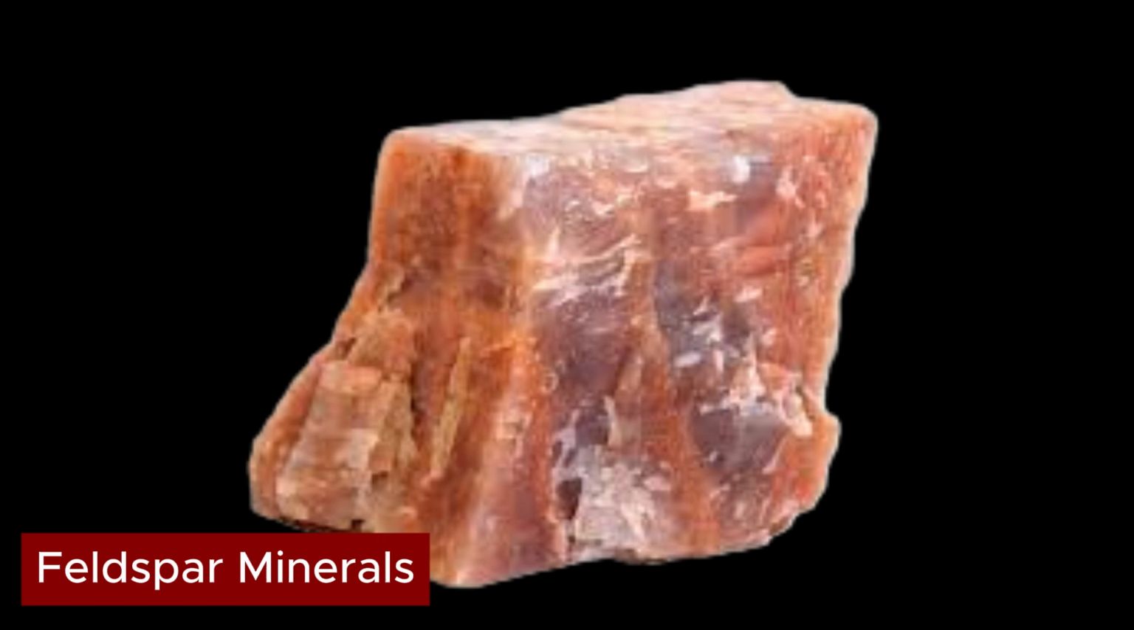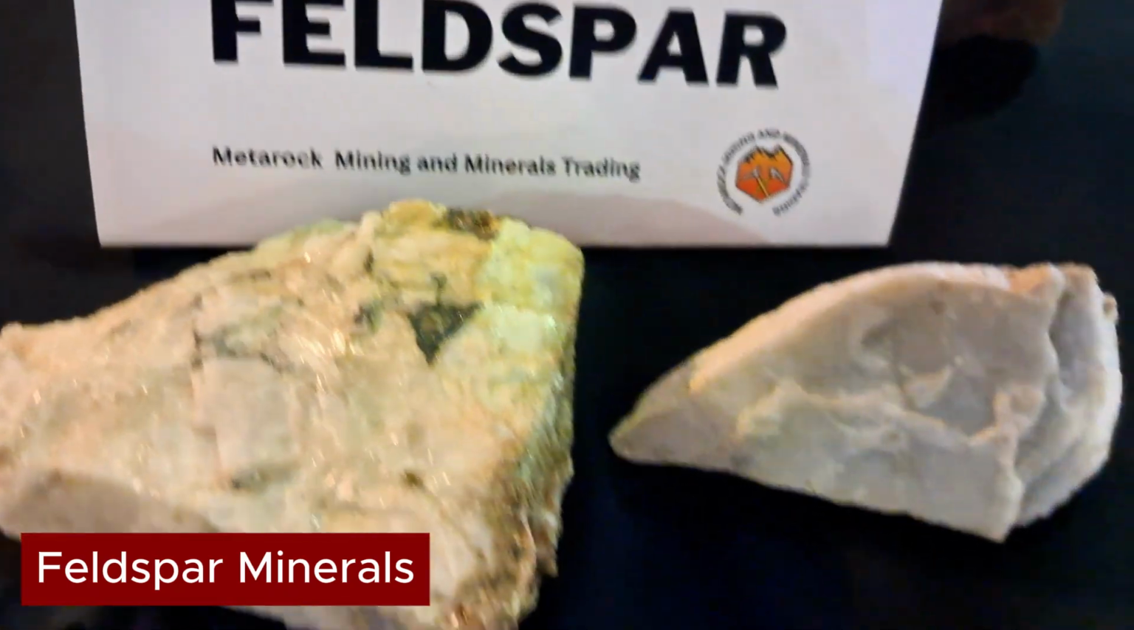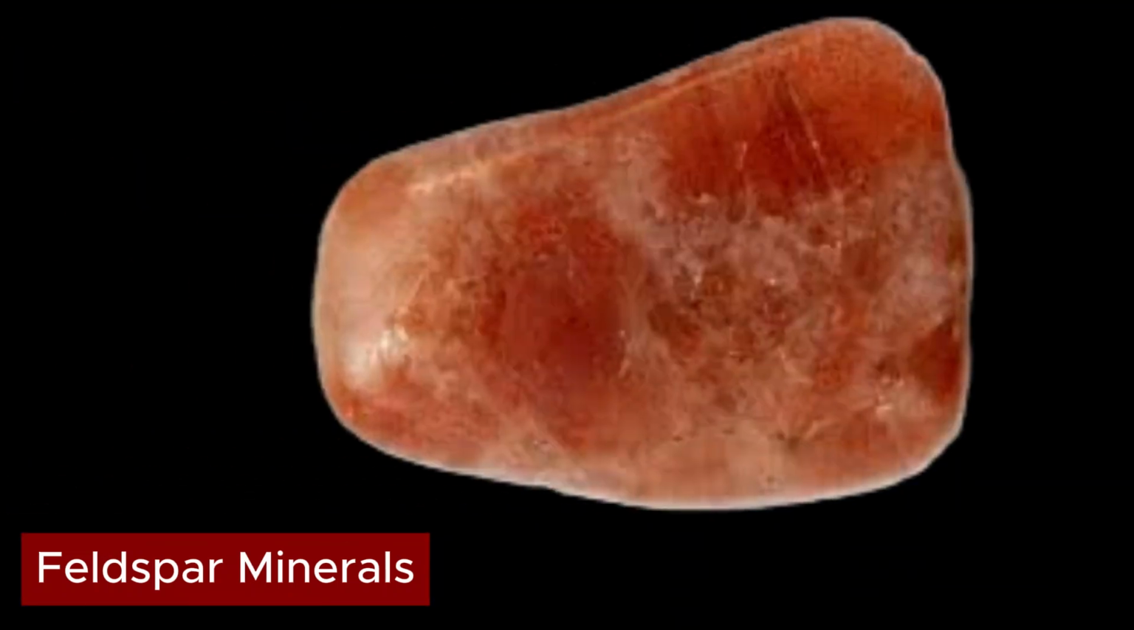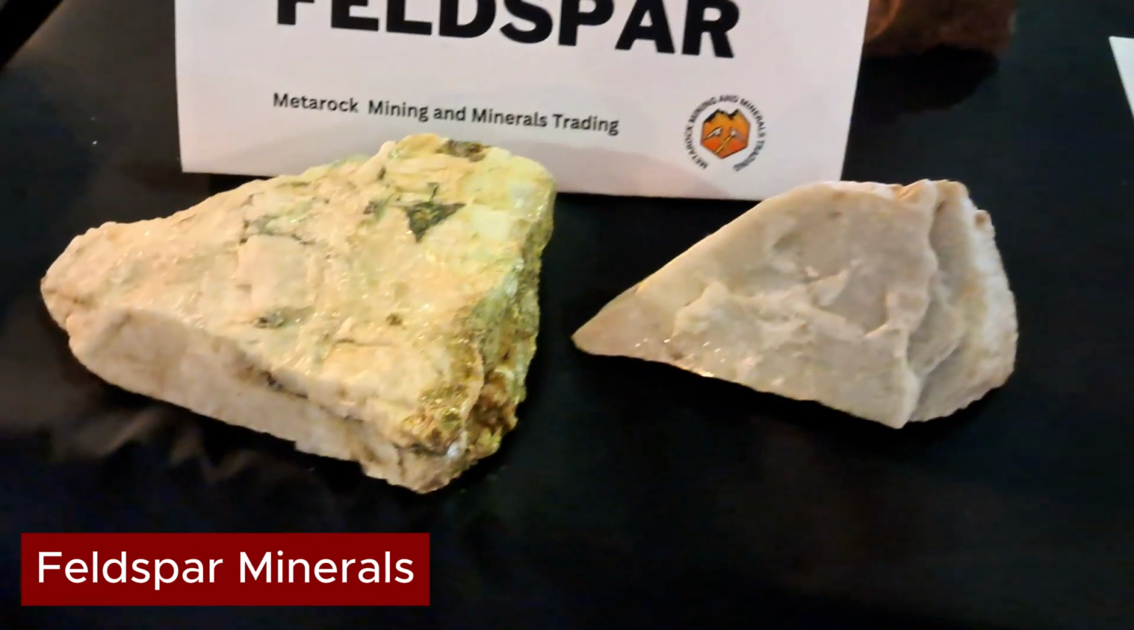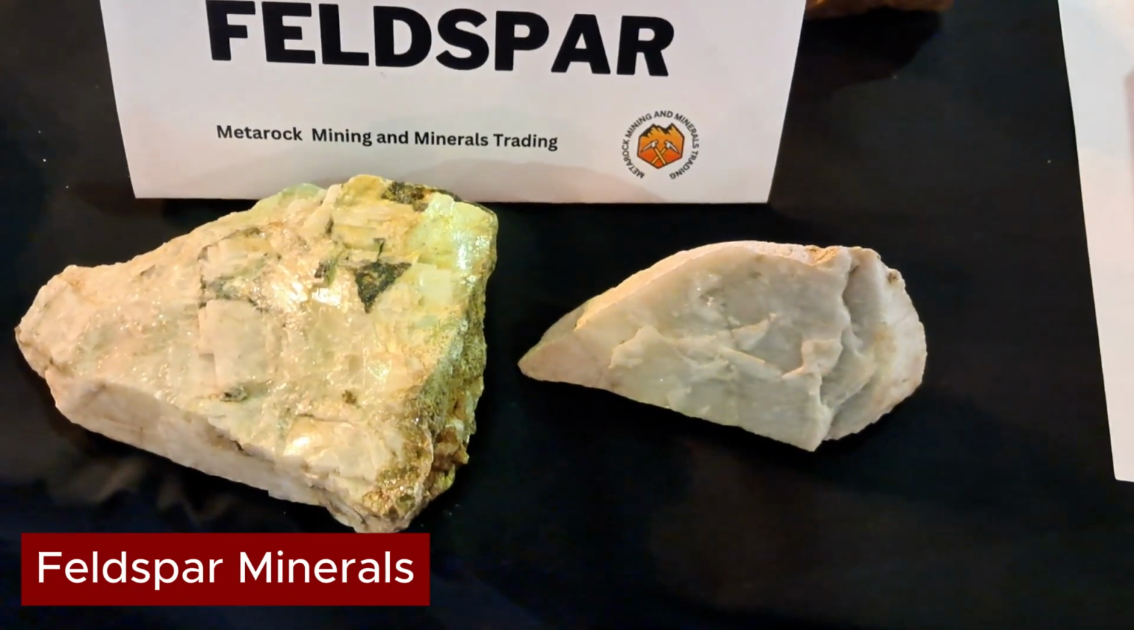There are two main groups of feldspar minerals. The first is potassium feldspar, also known as K-feldspar. This includes minerals like orthoclase, microcline, and sanidine. Potassium feldspars are commonly pink, white, or cream in color, and are especially abundant in granites and felsic rocks.